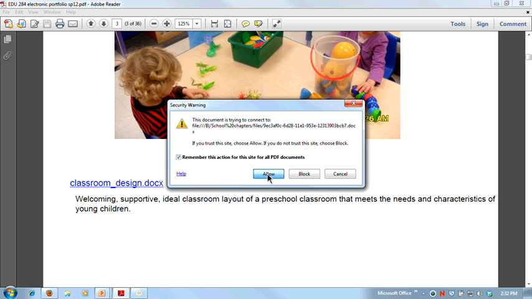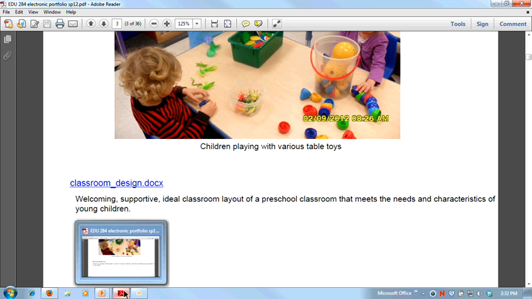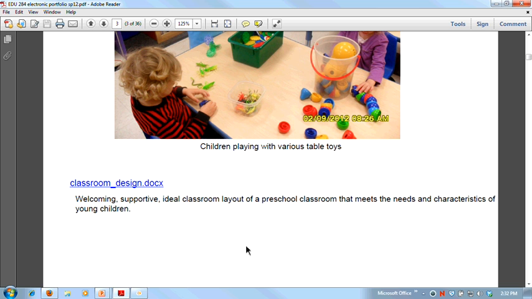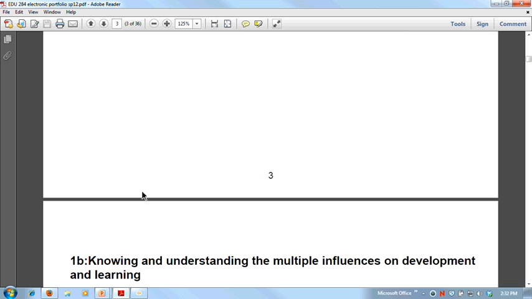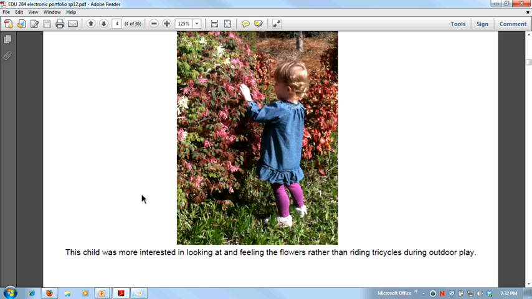Well, it worked a half hour ago. It does show you her preschool classroom design. And my apologies because it was working before.